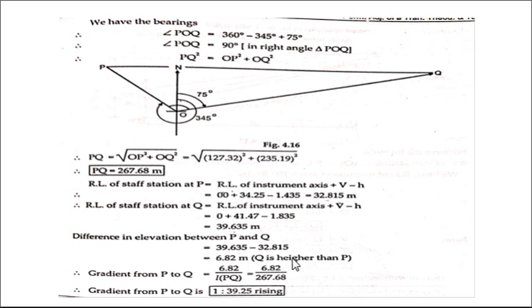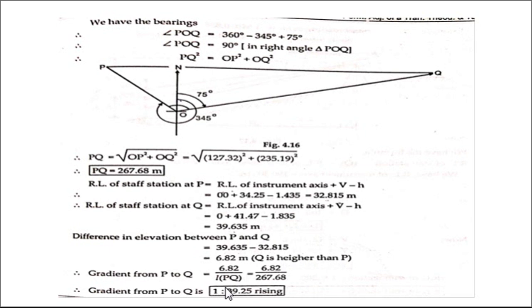Now Q is higher than P. Why is Q higher than P? You see, the reduced level of P is 32.815, while the reduced level of Q is 39.635, which means it is at a higher elevation. Okay, Q is at higher elevation than P.